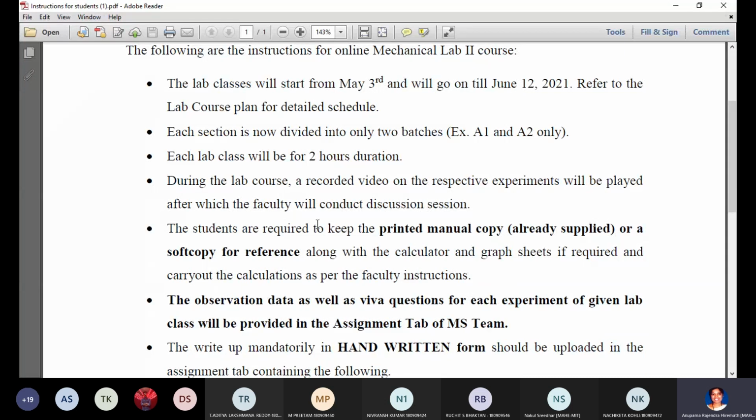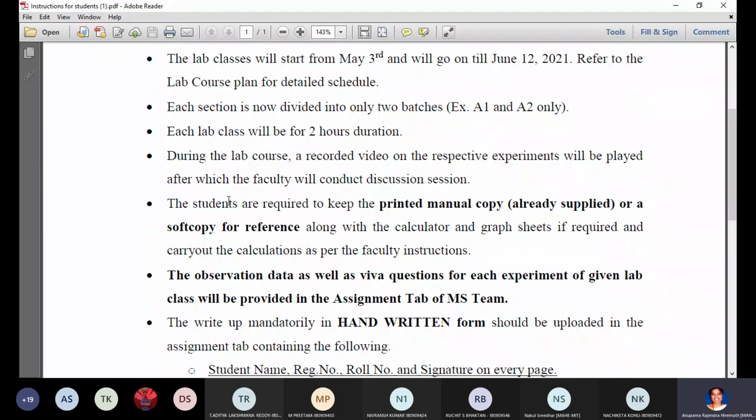So lab classes will be for 2 hours duration. During the lab course, a recorded video on the respective experiments will be played, after which both of us will conduct a discussion session on the lab. The students are required to keep the printed manual. If you have carried back the printed manual, please use that. We prefer that you print out the manual and keep the hard copy ready with you.